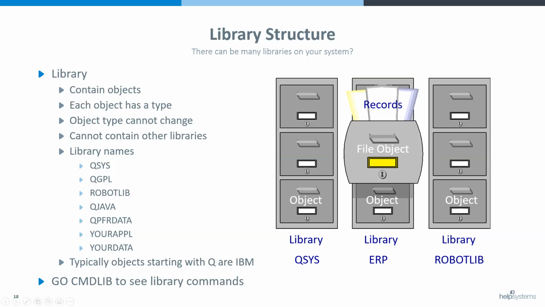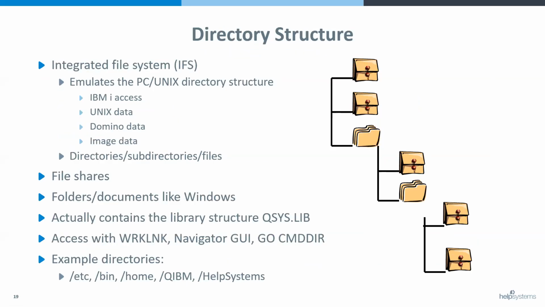All right, now back many years ago, in order to support languages that require a more hierarchical structure, and to support the POSIX standard of a data hierarchy, the integrated file system, or the IFS, was added to the system. And in fact, now the library structure is just one of those structures that hangs off of the directory structure or the integrated file system.